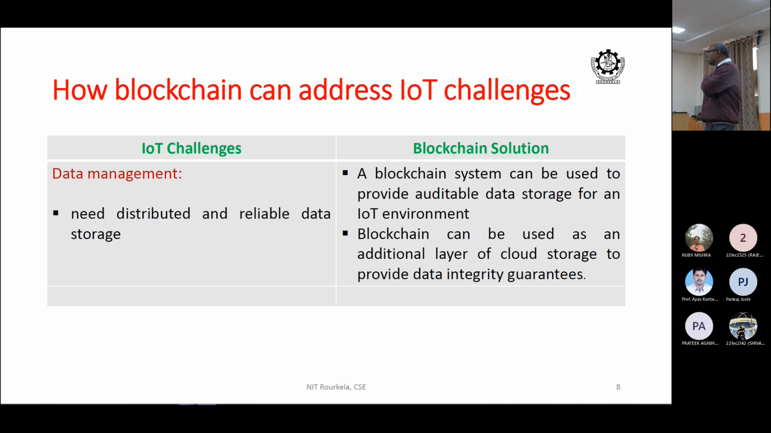A blockchain system can be used to provide auditable data storage for an IoT environment. You had data, you stored the data, and anyone should be in a position to audit the data, whether the data is valid or not. This the blockchain can provide. The blockchain can be used as an additional layer of cloud storage to provide a data integrity guarantee, that is, integrity of the data. That means during its residency, when it's stored in the system, nothing has been changed in the data. That's data integrity, and blockchain can provide the integrity.